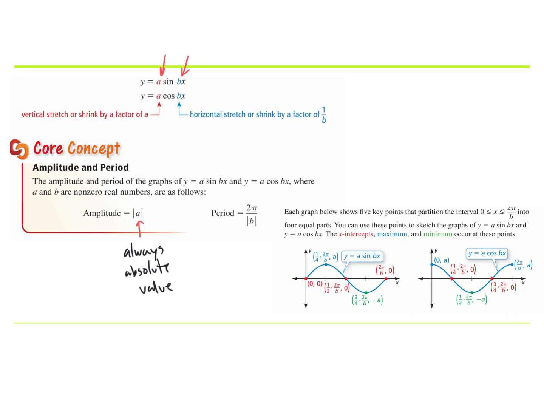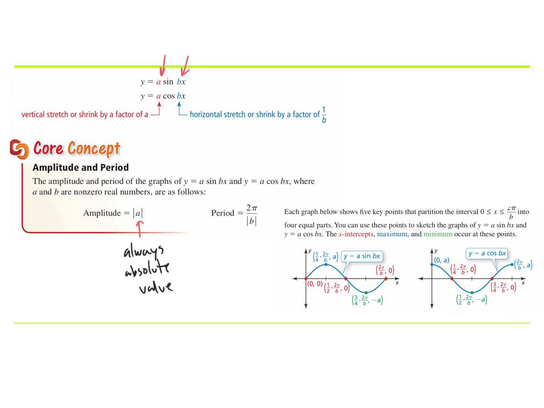And the period is going to be 2 pi over whatever that b is in front of the x. For a parent function, b is always going to be 1. So it's going to be periods of 2 pi, so a full circle. It may not always be a full circle, and maybe sometimes a half circle. It oscillates faster or slower.